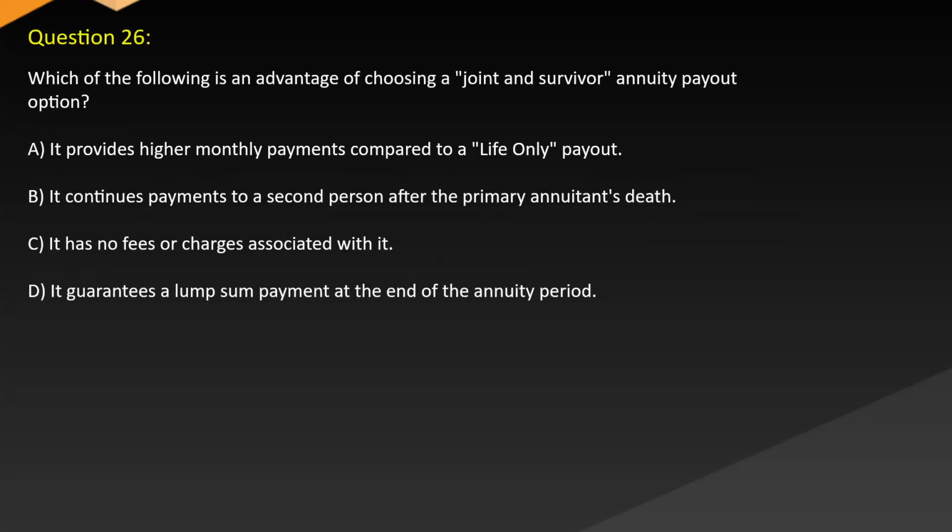Question 26. Which of the following is an advantage of choosing a joint and survivor annuity payout option? A. It provides higher monthly payments compared to a life-only payout. B. It continues payments to a second person after the primary annuitant's death. C. It has no fees or charges associated with it. D. It guarantees a lump sum payment at the end of the annuity period.